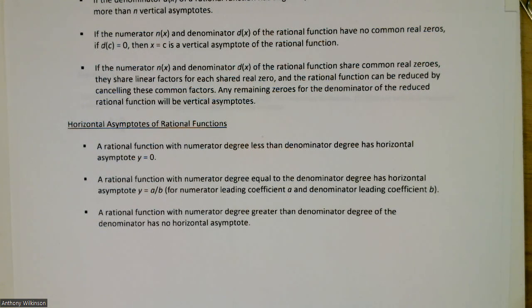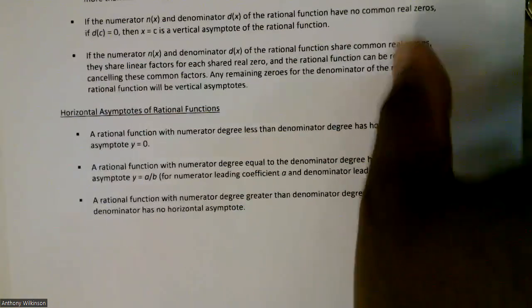A rational function with numerator degree greater than the denominator degree has no horizontal asymptote. In other words, if the highest exponent in your numerator is greater than the highest exponent in your denominator, there's no horizontal asymptote for that rational function.